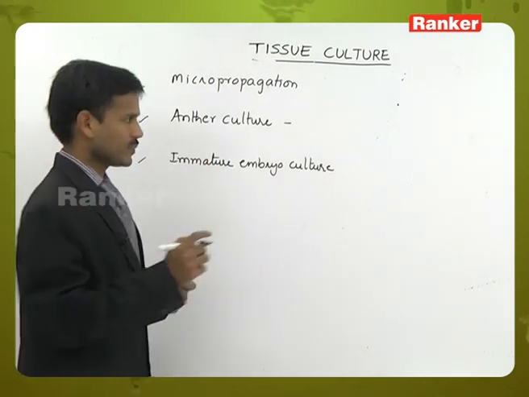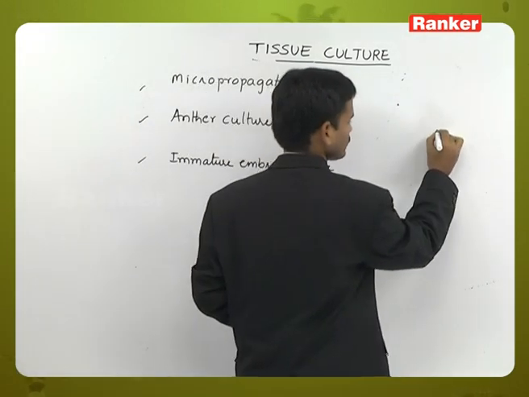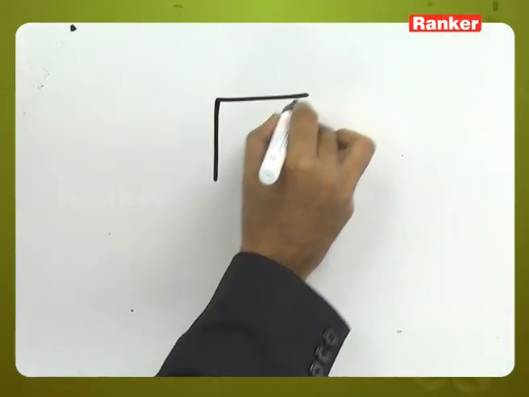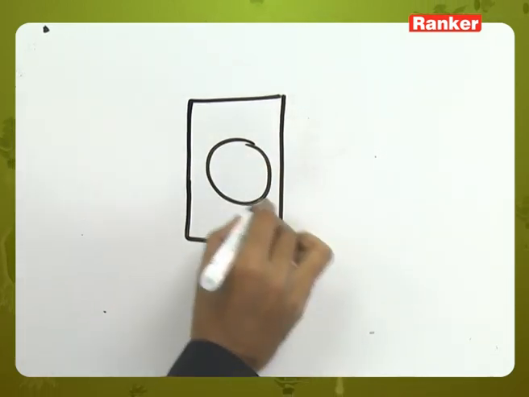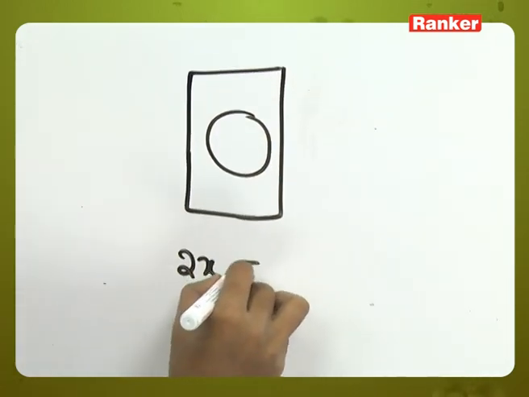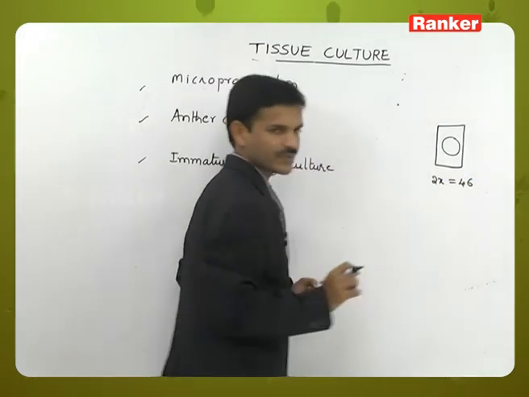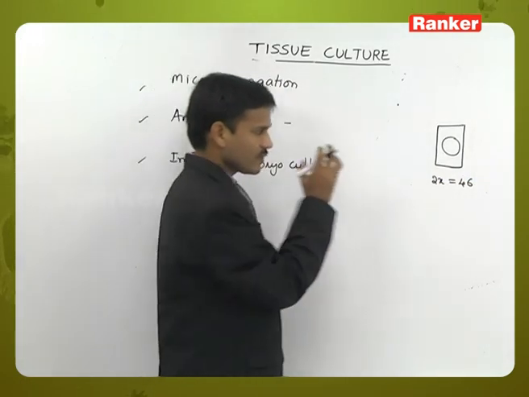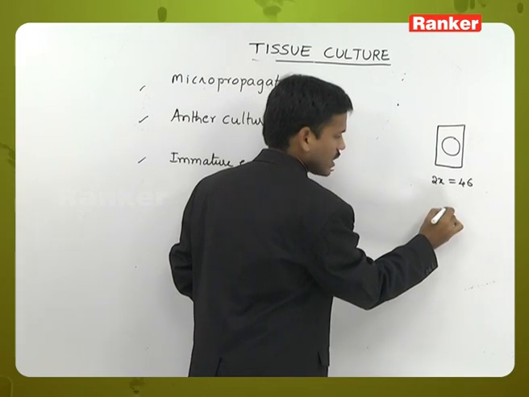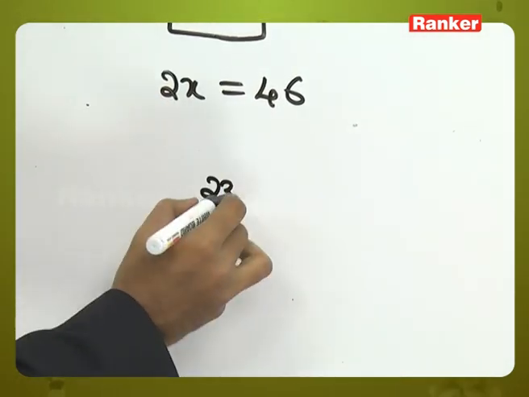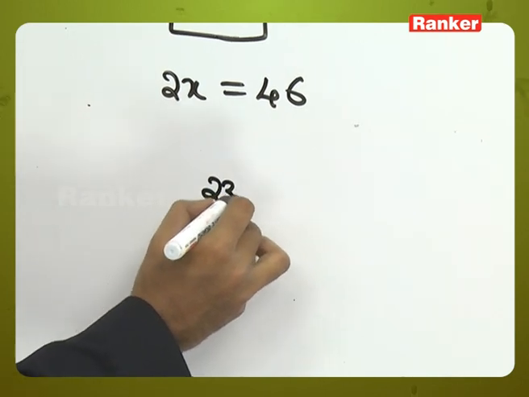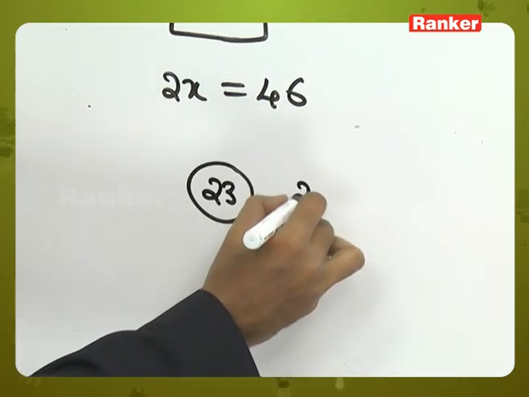If one genome, here the human cell has 46 chromosomes. The 46 chromosomes are arranged in 23 pairs. Here 23 and 23.